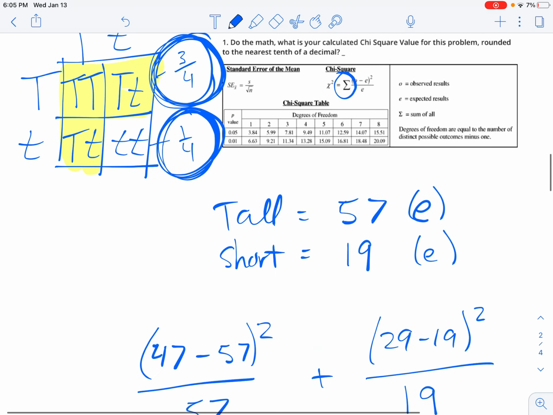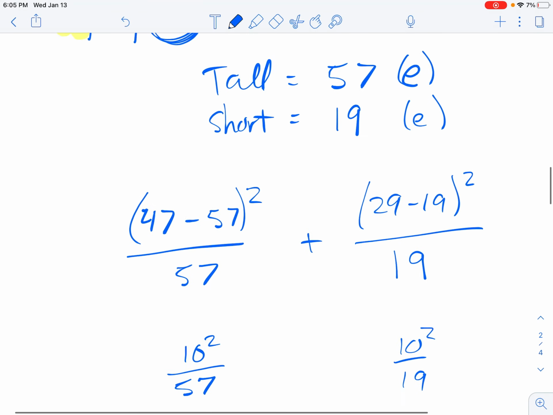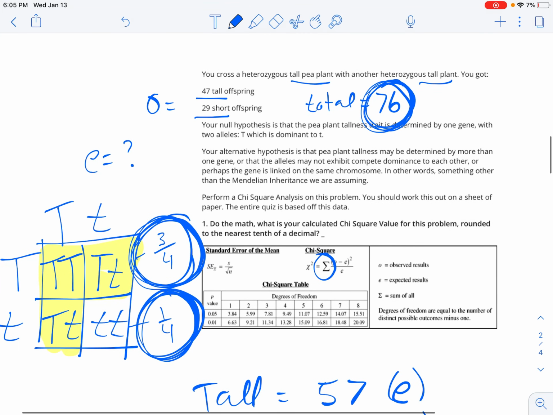Okay, so far I've helped you answer what the expected values are. I've helped you calculate what the actual chi-square value is. Let's take a look at the table. How many degrees of freedom are there? Well, it's either tall or short, minus 1 is 1, so we're looking at 1 degree of freedom. And I told you in the problem to look at the 0.05 p-value, so the 95% confidence. So we're going to look at this number right here.